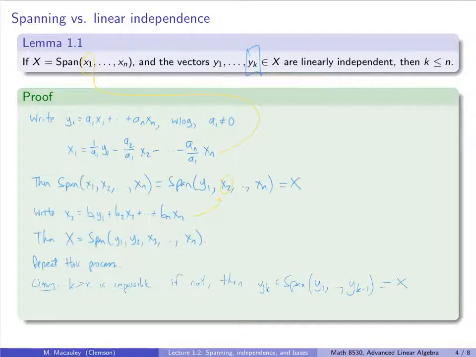which is x. And if that were the case, then that means that we could write yk as a linear combination of these guys. So that means that we could write yk as c1 y1 plus ... ck minus 1 yk minus 1. And if we did this, then we could move the yk over to the right-hand side, and we would have a non-trivial way to write the zero vector. And this is impossible because the yi's are independent. Okay, so that's the end of the proof.